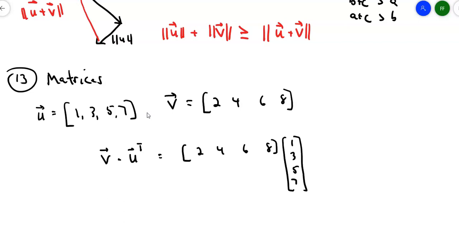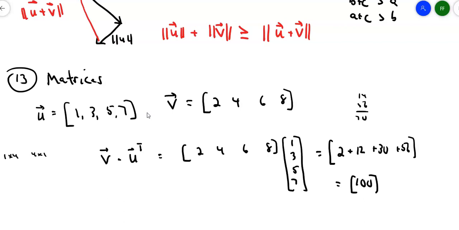All right, so this one has 1 row and 4 columns. I'm multiplying by something that's got 4 rows and 1 column. I'm going to end up with a 1 by 1. What is that 1 by 1? It's going to be 2 times 1 plus 4 times 3 plus 6 times 5 plus 8 times 7. When I add that together, I get the 1 by 1 matrix of 14 and 56 gives me 70 plus 30 is 100. You notice that thing is the dot product.